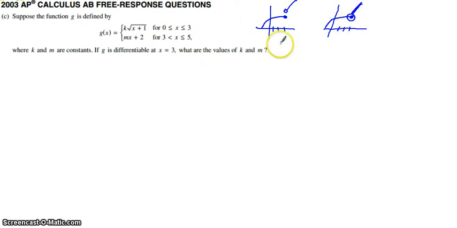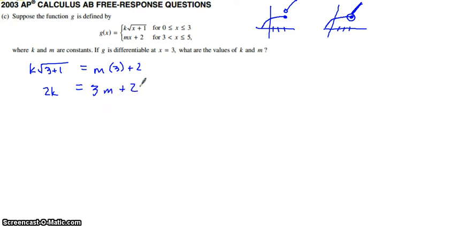So not only will the function values have to equal each other to ensure that we're continuous, but the slopes are going to have to equal each other. Now to ensure the function values equal each other at 3, all we're going to have to do is equate the top definition of the function with the bottom definition of the function when x is 3. And if we simplify this a little bit, that's a 4, and the square root of 4 would be a 2. So we get 2k equals, over here, 3m plus 2.